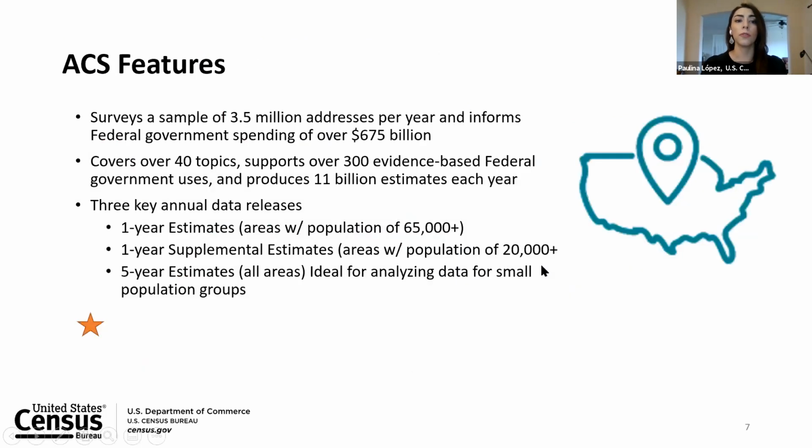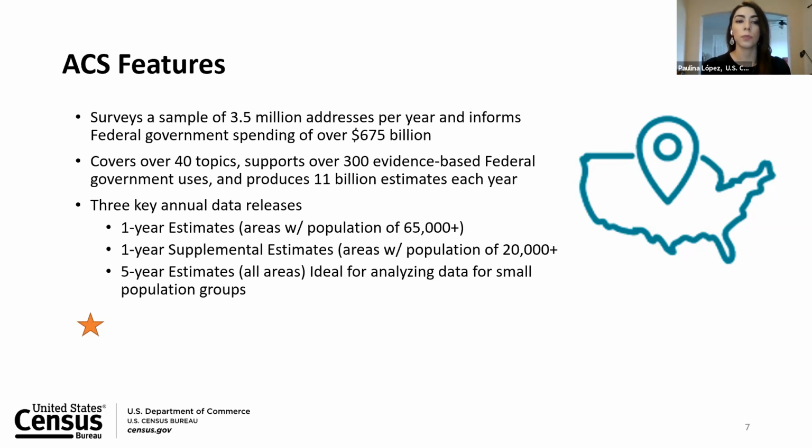There you go. Some more features on the American Community Survey is that it covers about 40 topics, and you'll see all the different topics and data that we collect on the ACS. It supports about 300 evidence-based federal government uses and produces about 11 billion estimates per year. So this data was critical, for example, when we were distributing funding for COVID-19 relief and other critical programs.